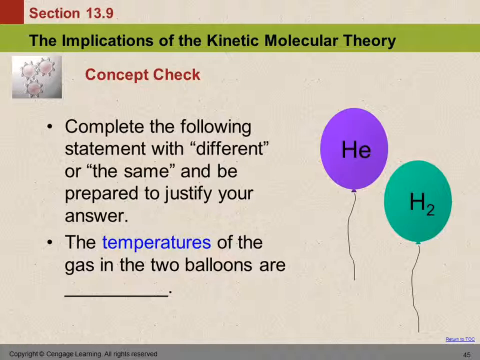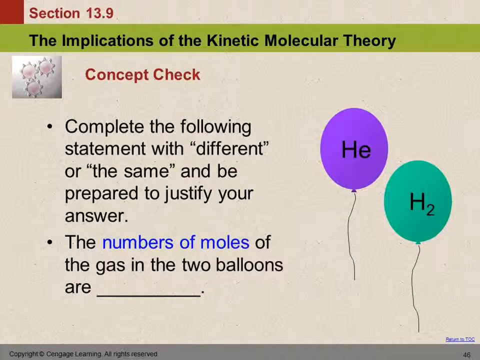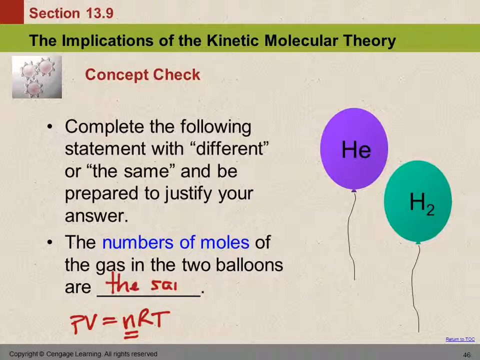So the temperatures of the gases in the two balloons, would that be the same or different? The same. They're right next to each other. The number of moles of gas in the balloons. The volumes are the same. The pressure is the same. The temperature is the same. PV equals nRT, right? So we're talking about moles. The number of moles depends on the temperature, the volume, and the pressure. If the temperature, the volume, and the pressure are the same, then the number of moles is the same. So the number of moles of gas are the same.